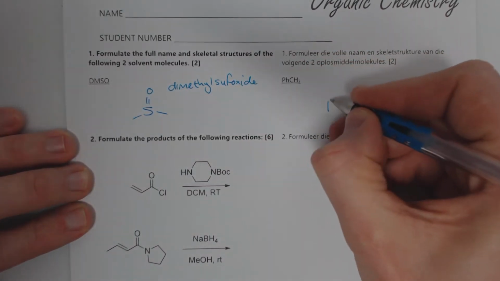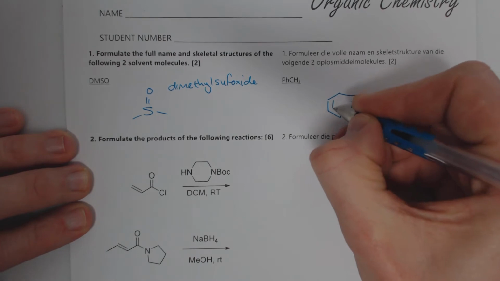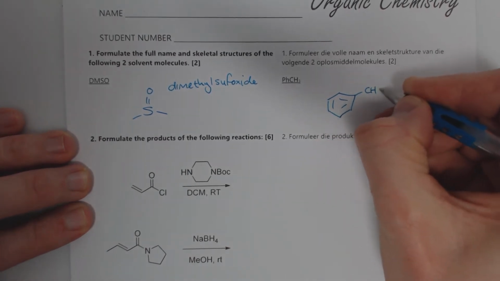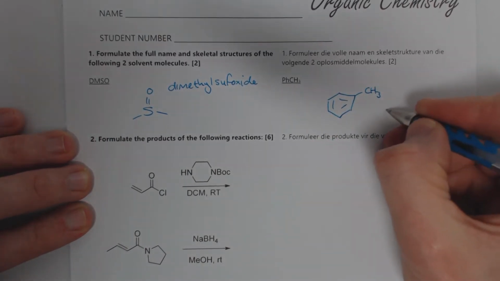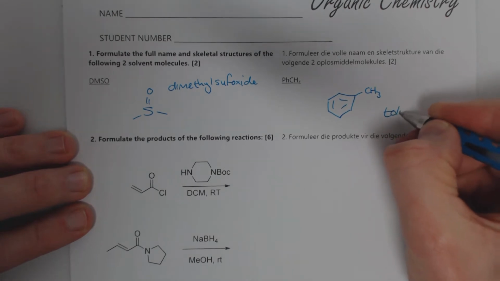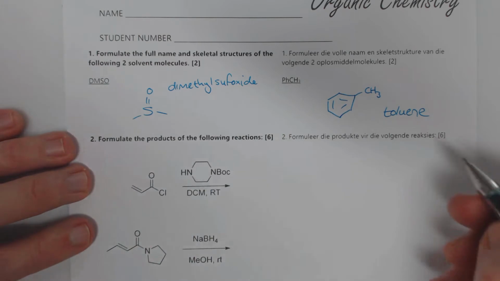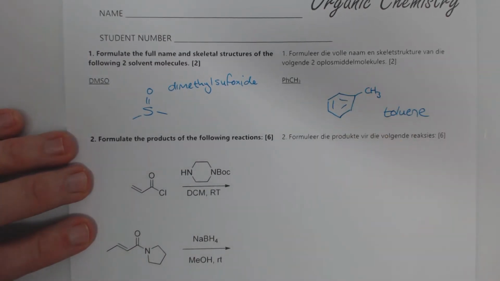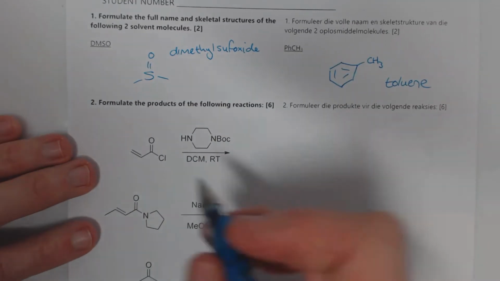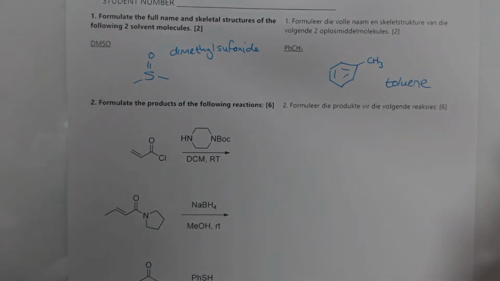This over here is toluene, so it's a benzene ring with a methyl group on it. Okay, a lot of you got that right over there. And then toluene is the common name that we use for that solvent. I had some funny answers there, but that's something you should remember. Okay, these questions over here are generally answered quite well.